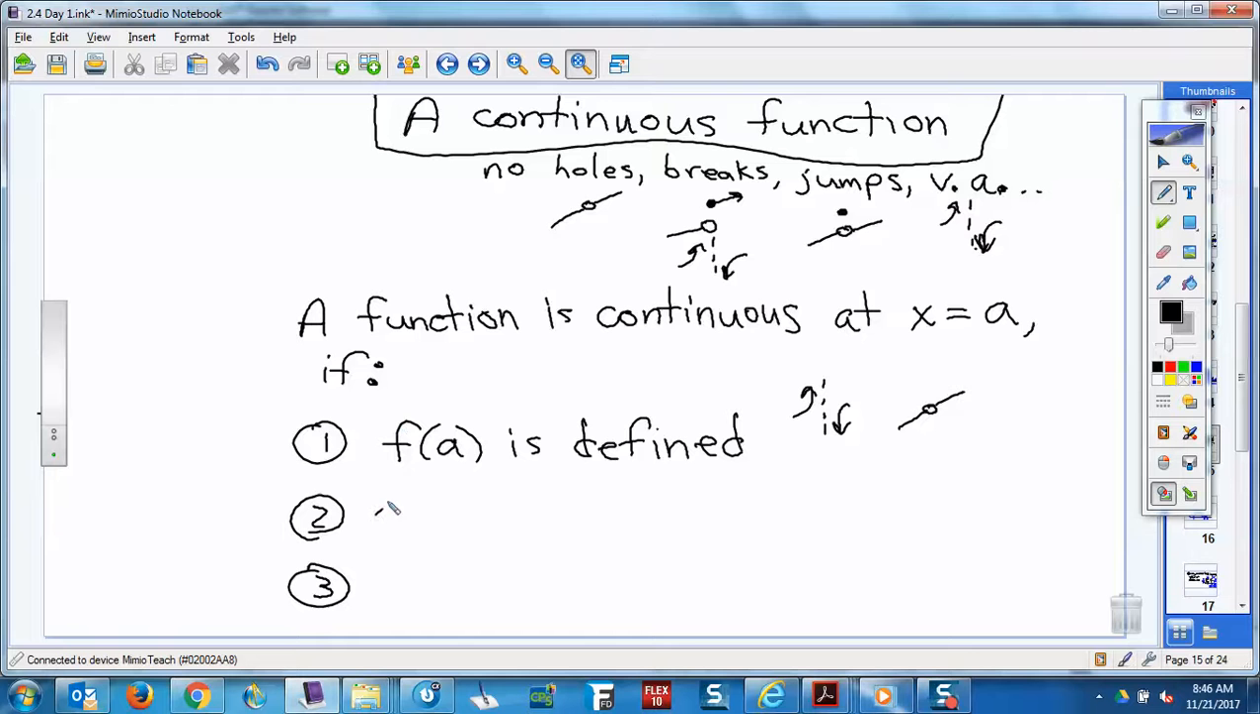The second thing that has to happen is the limit as x approaches a of f of x must exist. Now notice the words we use there. Functions are defined or not defined; limits exist or do not exist. Sometimes we use those interchangeably, saying the limit's undefined or the function doesn't exist. But typically the function is defined or undefined, and the limit exists or doesn't exist.